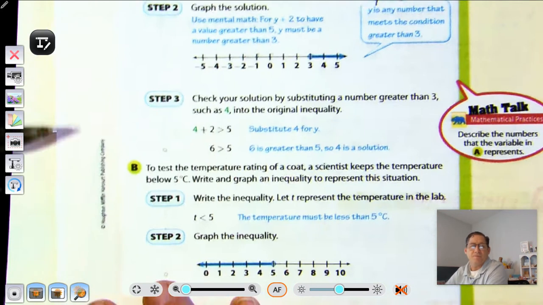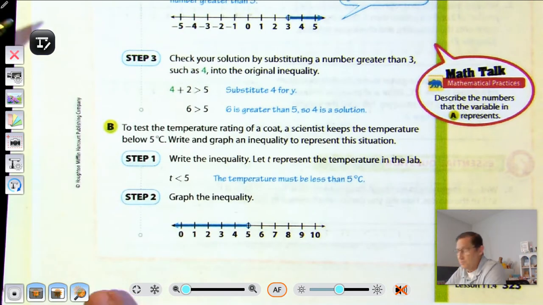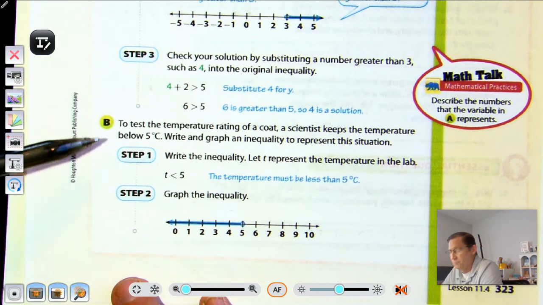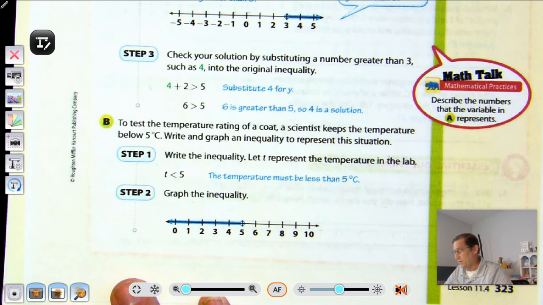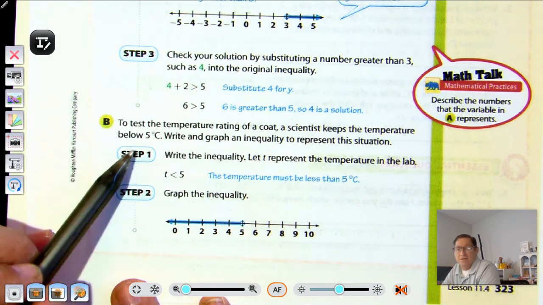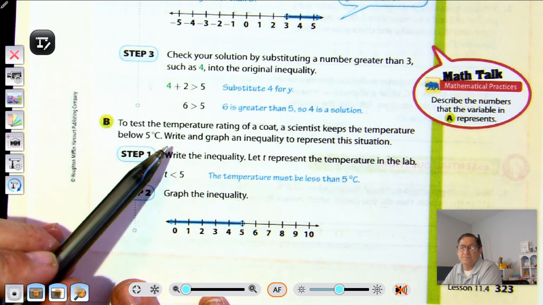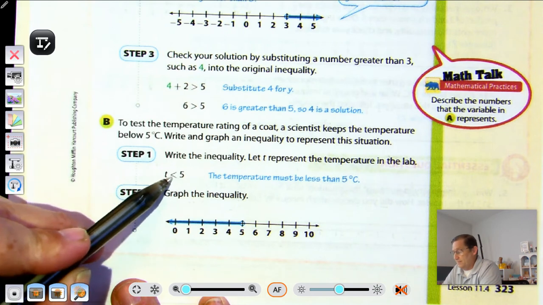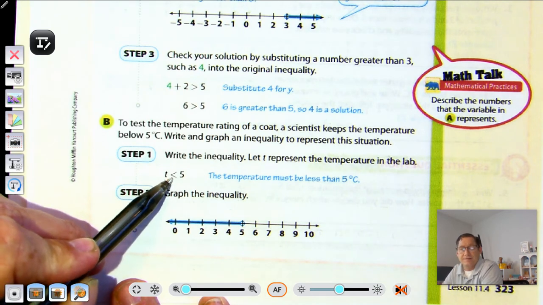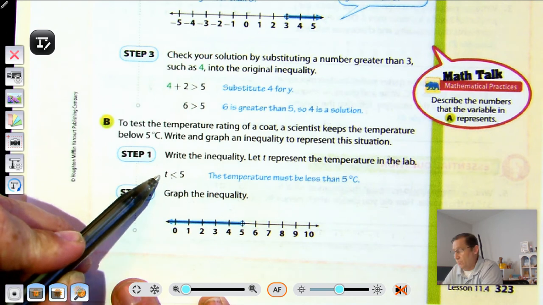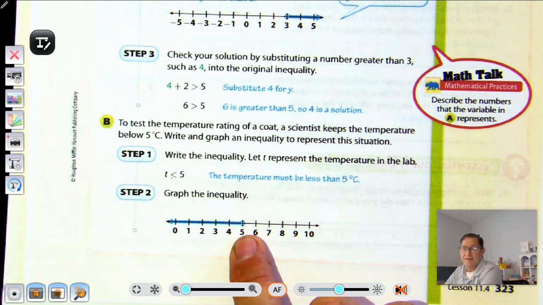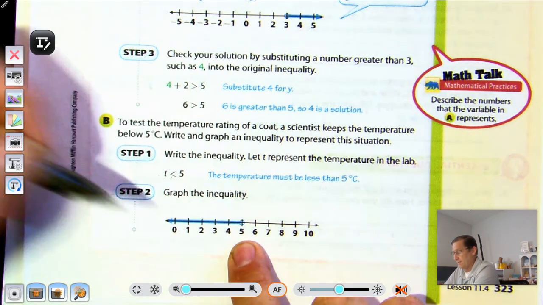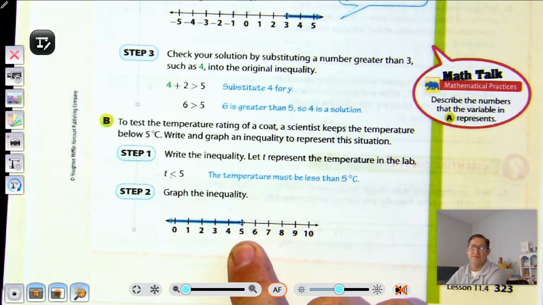Sure. All right, B. To test the temperature rating of a coat, a scientist keeps the temperature below 5 degrees Celsius. Write and graph an inequality to represent this situation. So, below 5 degrees Celsius. Well, it can't be 5 degrees then, right? It has to be less than that. So we see that the inequality symbol is pointing at the T. So we want things less than 5. We can't include 5 in the solution, so it's going to be an open circle. And we're going to take everything to the left of 5, because everything to the left of a number is less than.